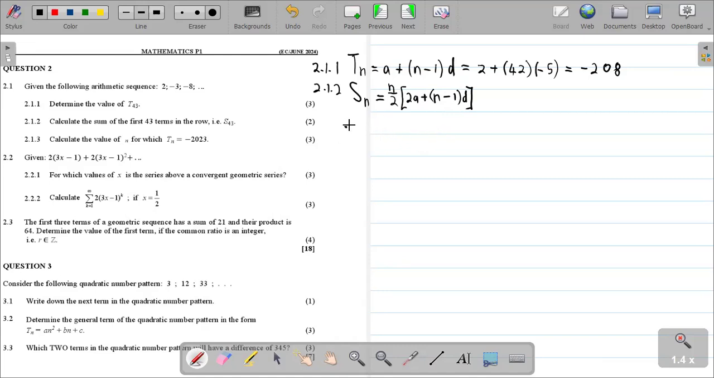So it means, therefore, the sum of the first 43 terms equals 43 over 2. And then we have 2 multiplied by 2 plus, and then 43 minus 1. And then the difference here is negative 5. And then you close the bracket. Okay, then you type all this into a calculator. You get negative 4429.